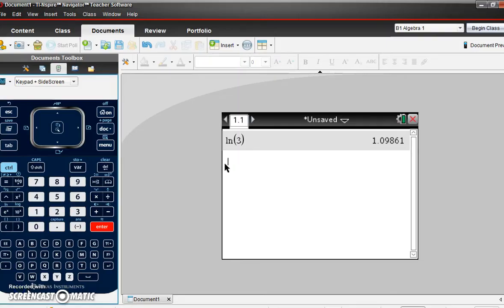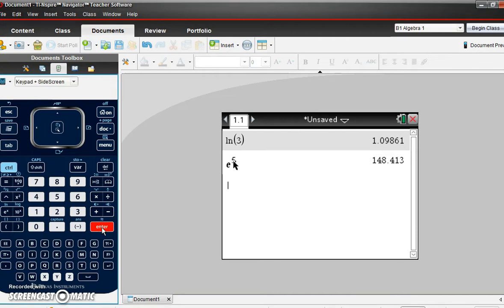So let's start with number 19. e to the 5th is equal to x. So notice we got this e button right here. So if we punch it, it gives us the e, and all we need to do is put in our 5 for the exponent to get the answer of 148.413. So I'm going to write that down on my paper.